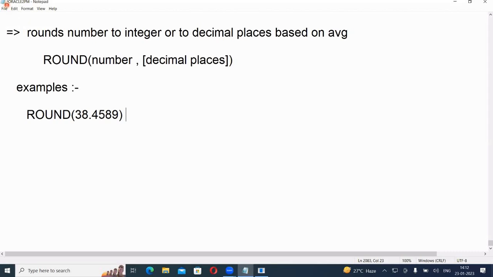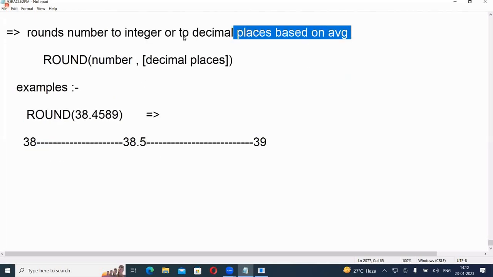So then, what is this? Tell me, this number is between what range? 38 to 39. What is the average? 38.5. So this round function rounds based on average.